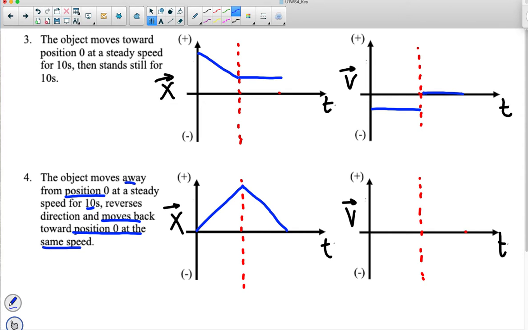Phase 1, we've got a positive constant slope, which would be a positive constant velocity. Phase 2 should be an equally steep line, but it's a negative slope. So when we draw phase 2 of this, it should be the same distance from the time axis as phase 1. So again, the distance from here to here should be the same distance as it is from here to here.